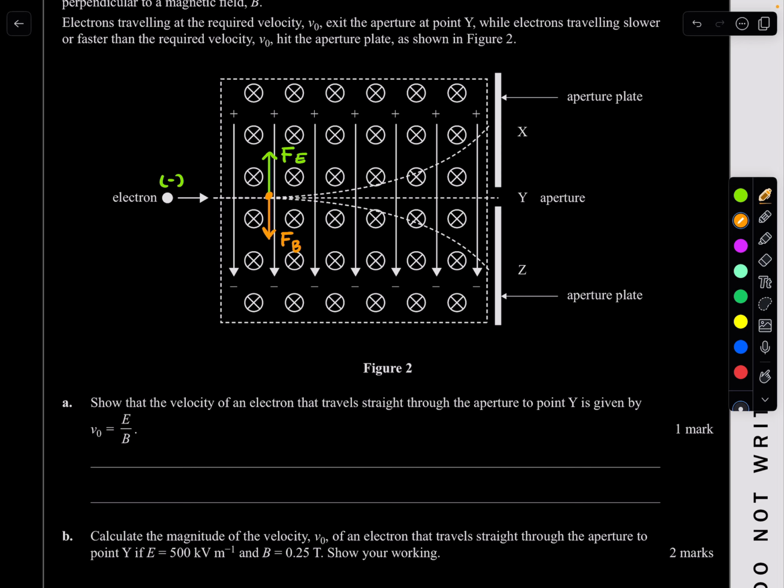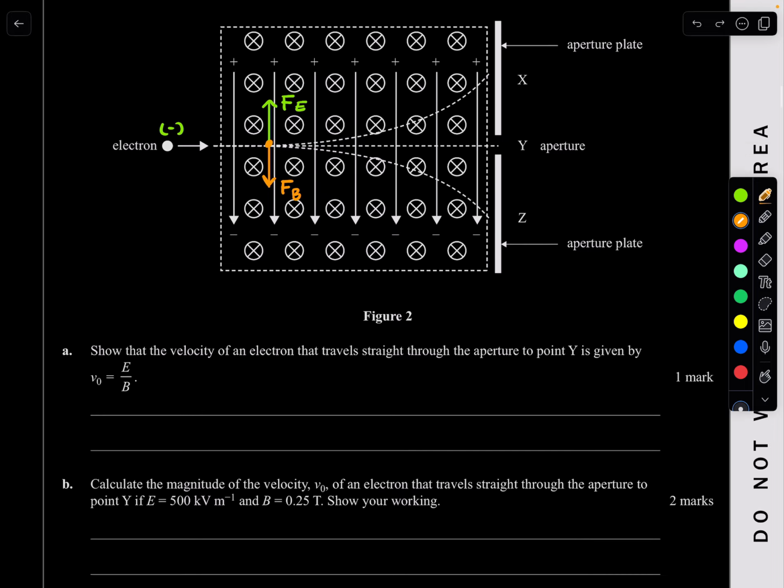And because we want to show that the velocity of an electron that travels through the aperture to point Y is given by this, we wanted to go through aperture Y. To do that, we need to balance out these forces, because if we balance them out, the electron is just going to go straight to Y. If these are unbalanced, it can go to X, or it can go to Z. So if we wanted to go through aperture Y, we need to balance these forces. To do that, we need to make them equal.